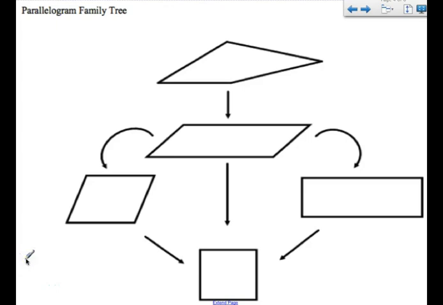All right, so now that you've learned about all the types of parallelograms, let's look at a parallelogram family tree to help us remember some of the properties. So up top, the head of the family would be the quadrilateral.